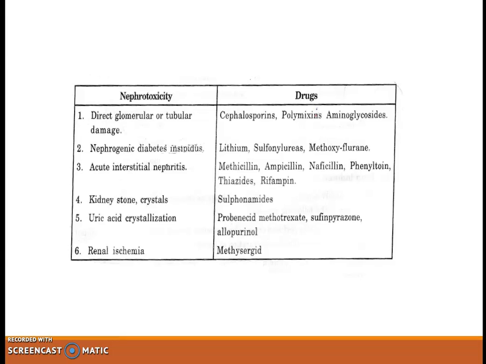First is direct glomerular or tubular damage, and the responsible drugs are cephalosporins, polymyxins, and aminoglycosides. Nephrogenic diabetes insipidus: the responsible drugs are lithium, sulfonylurea, methoxyflurane. Acute interstitial nephritis: methicillin, ampicillin, nafcillin, phenytoin, thiazide, and rifampin. Kidney stone crystals: the responsible drug is sulfonamide. Uric acid crystallization: the responsible drugs are probenecid, methotrexate, sulfinpyrazone, allopurinol. And renal ischemia: the responsible drug is methysergide.